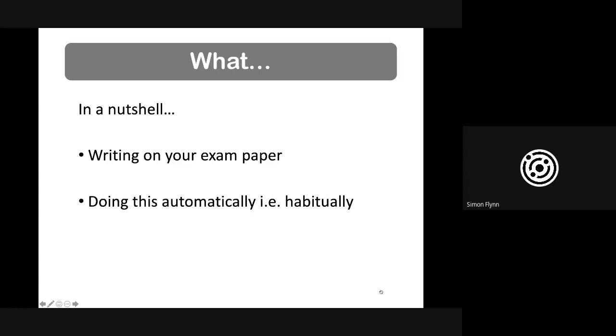But fundamentally, a lot of the exam technique that we're going to cover will be different examples with different questions. They all are writing on your exam paper. And the point about it being automatic and habitual, I'll come to later. All right, but that's it in a nutshell, I think.